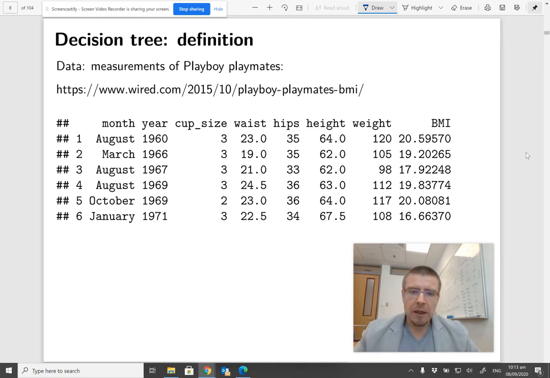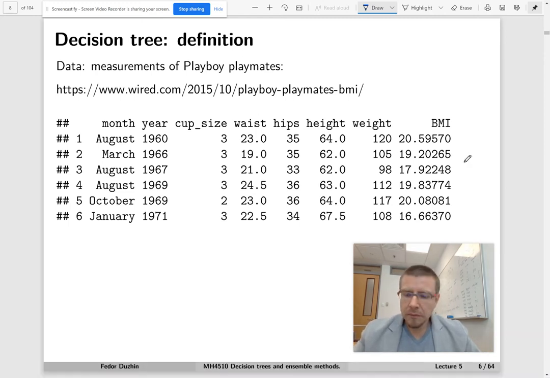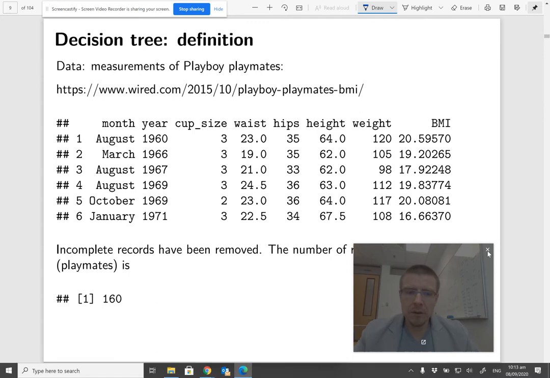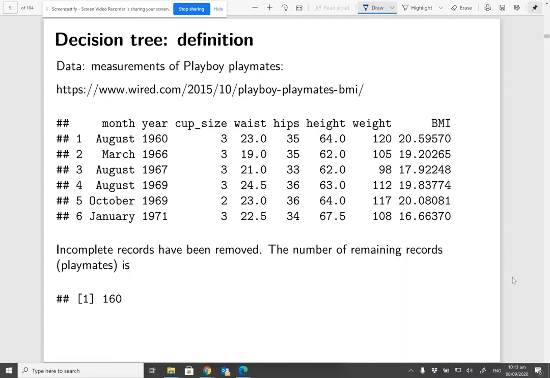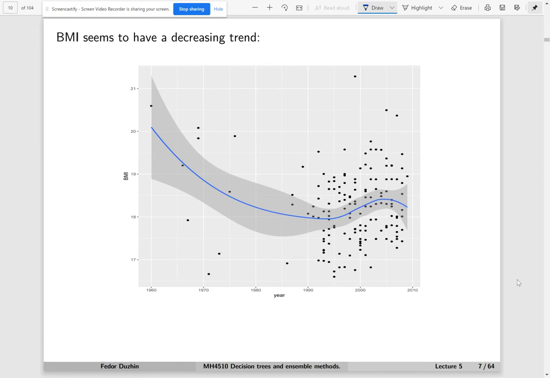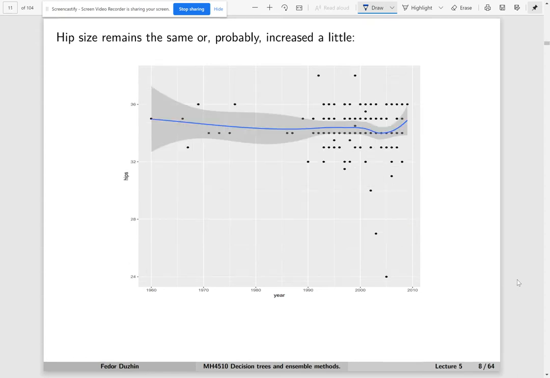Okay, so now I removed incomplete records here, and the total number of records in the training data is 160. So if we look at some plots, over the years, the BMI, body mass index, seems to have a decreasing trend. Then hip size remains more or less the same over the years in Playboy magazine.